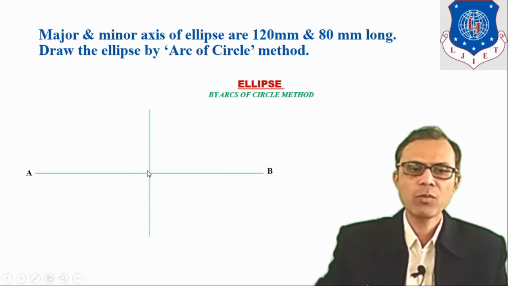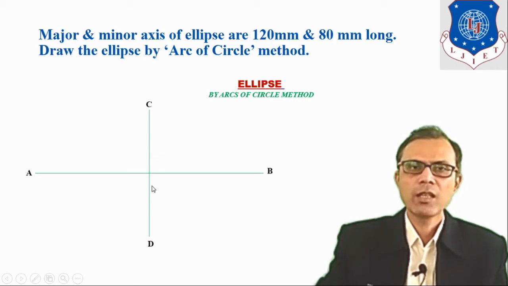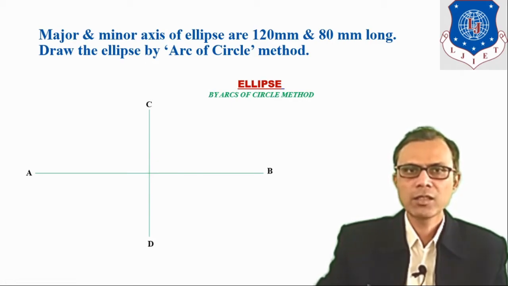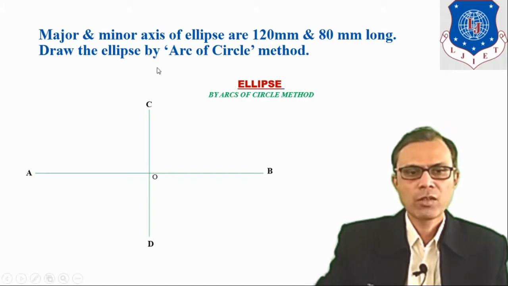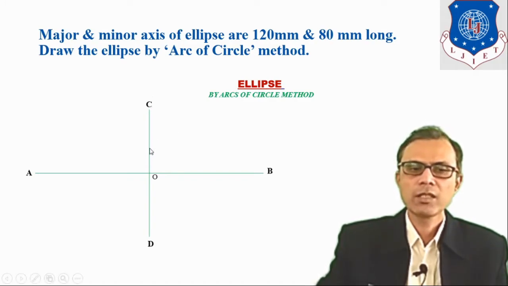From the midpoint of this AB, draw the minor axis of 80 mm, taking a distance of 40 mm above and below the midpoint. So CD is the total length of the minor axis, that is 80 mm. Point O is the intersecting point. OC is equal to OD, that is equal to 40, so the total CD is equal to 80 mm.